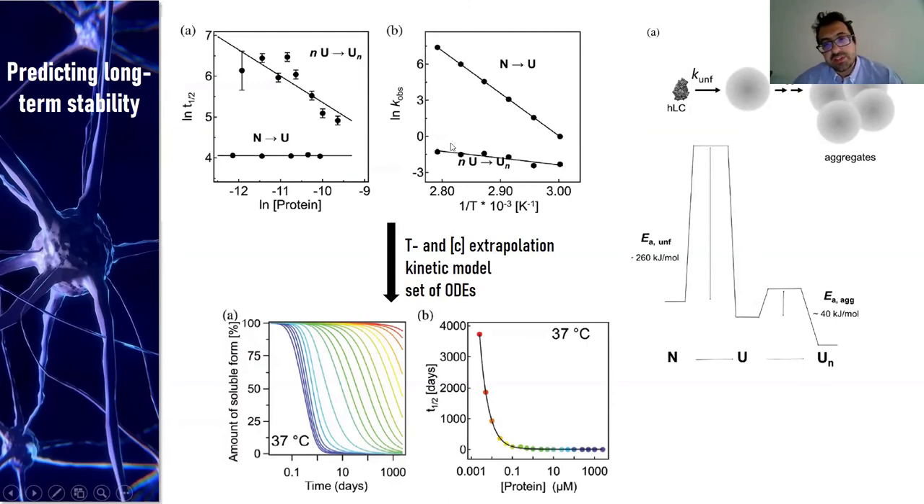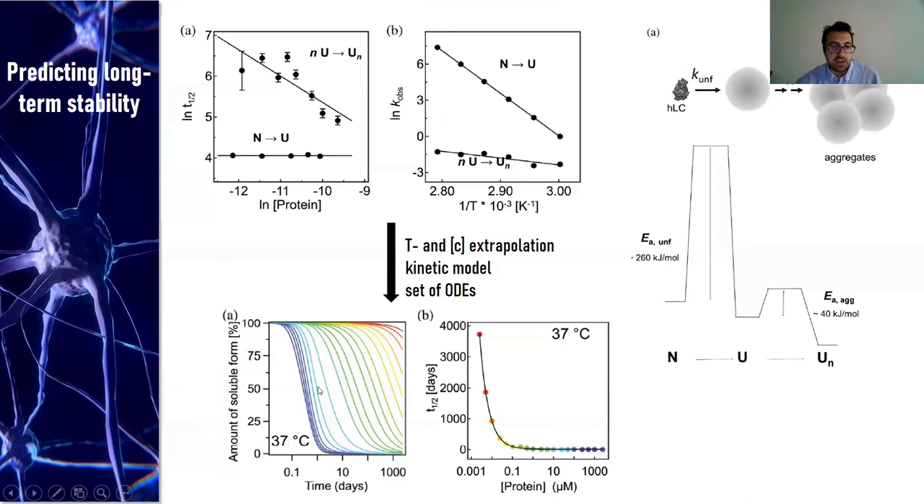So we can use this kind of information about the temperature and concentration dependence to model the aggregation process as a kind of empirical reaction, a reaction which proceeds in 2 steps. First is unfolding, the second is aggregation, controlled by this second order rate constant. And from the set of ordinary differential equations, we can calculate the amount of soluble form at 37 degrees.